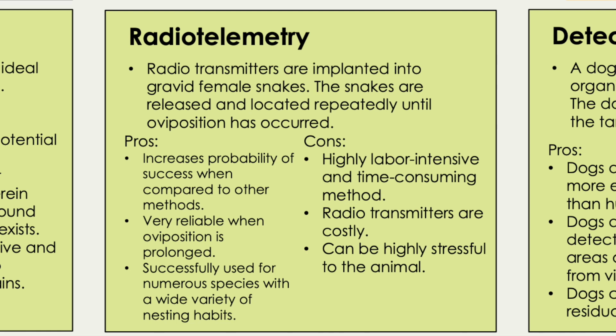However, this method is highly labor-intensive and requires locating snakes on foot numerous times per day. As a result, it may not be appropriate for use in terrains that are difficult to navigate. Further, as snakes must be located numerous times per day, this method can be very time-consuming. Radio transmitters are also very costly, so this technique may be limited in terms of the number of snakes that can be tracked. And finally, as transmitters must be implanted or attached to the snake, this method can be highly stressful to the animal.